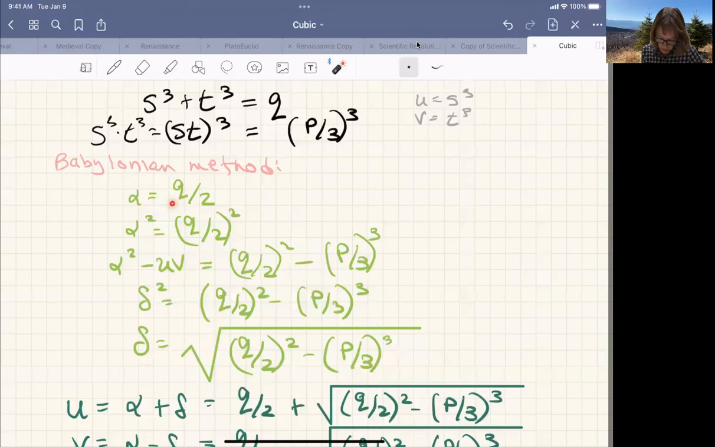We get alpha is equal to the sum, and the sum of u and v is q. Divide that in half. Then alpha squared, just square that number. Then take alpha squared minus the product, and here's the product. So alpha squared is q over 2 squared minus the product, which is p over 3 cubed. So therefore, delta squared is this number. And so to find delta, you have to take the square root of that number.